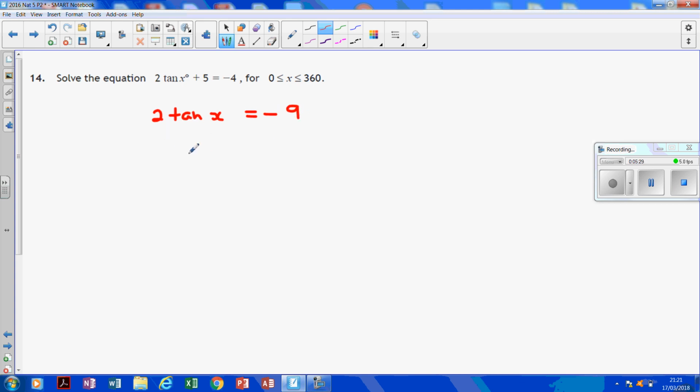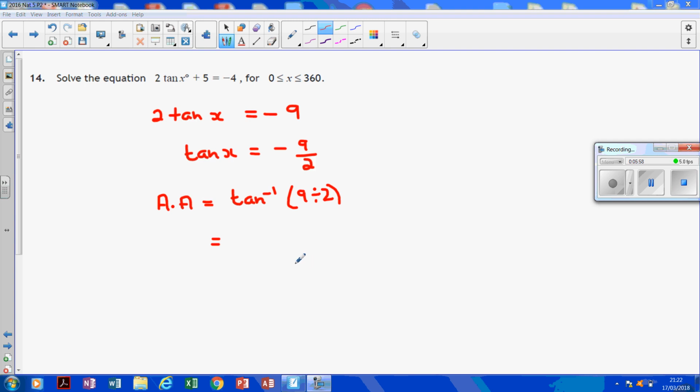Now I've got to have tan x on its own, so it's 2 times tan x. The opposite of multiplying by 2 is to divide by 2, so that's equal to minus 9 divided by 2. We now work out our acute angle, which is your calculator angle. So calculator angle or acute angle is tan to the minus 1 of 9 divided by 2. We drop the negative sign, that's only used to work out which quadrant our answers are in. When I put that into the calculator, I get an acute angle of 77.5 degrees.